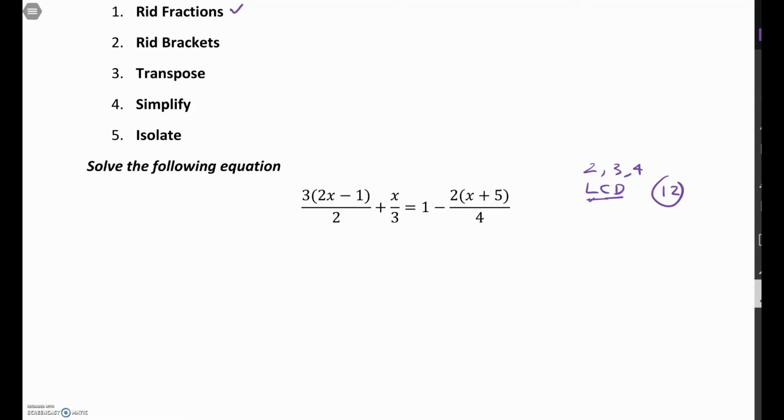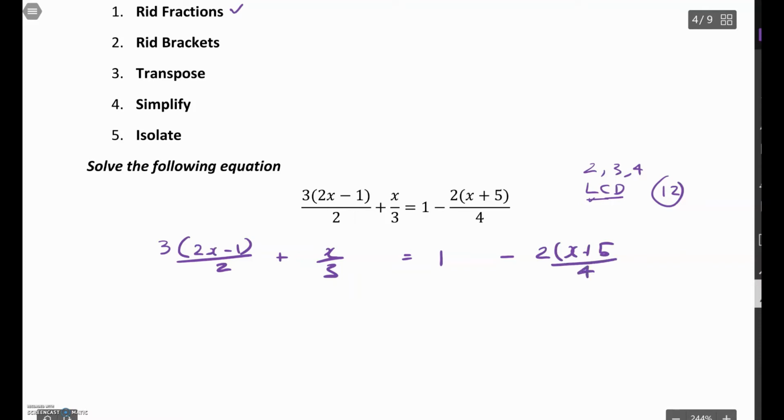So what you do in this case is that you multiply each term by 12. So let's write this down again. 3 into 2x minus 1 over 2 plus x over 3 equals 1 minus 2 into x plus 5 over 4. So what we do, we multiply each term by the LCD. Okay, so we're multiplying by 12 here, 12 there, 12 there, and 12 there.